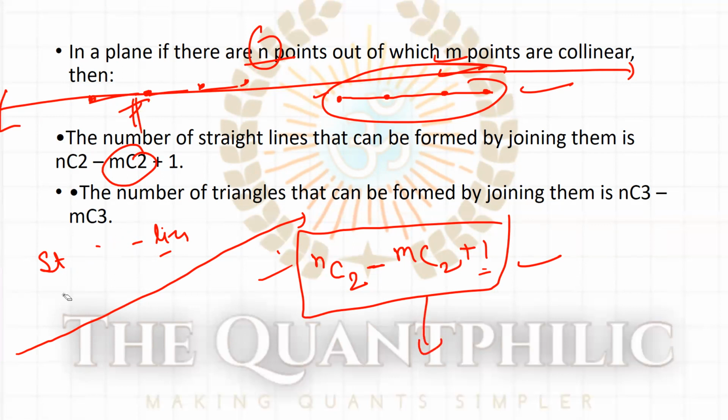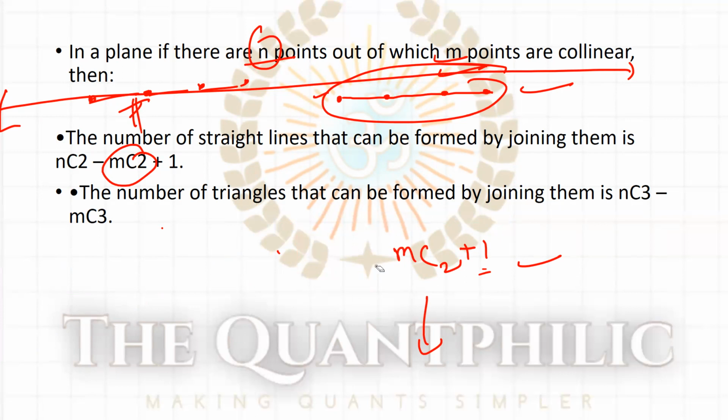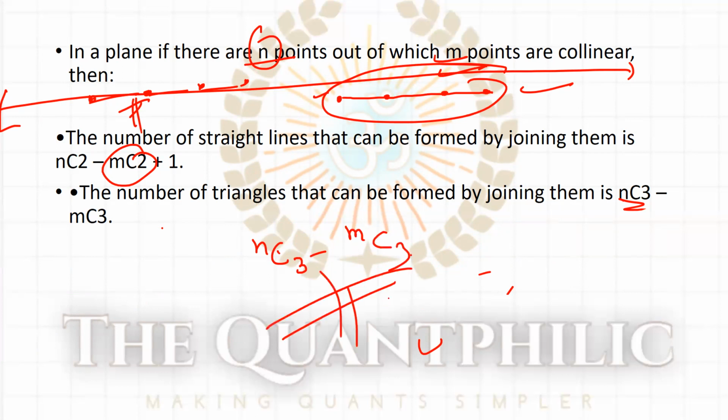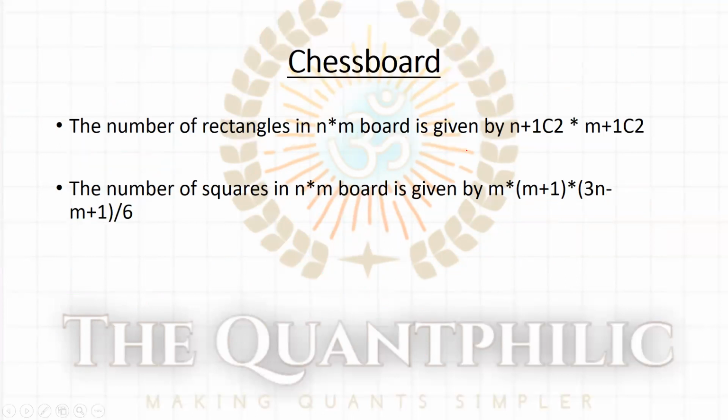Now for the number of triangles that can be formed, it is nC3. Similarly, if there are total n points, take nC3 and subtract the collinear points, mC3. So this is it. Now this is also a very important application: the number of rectangles in an n cross m chessboard will be n plus 1 C2 into m plus 1 C2.